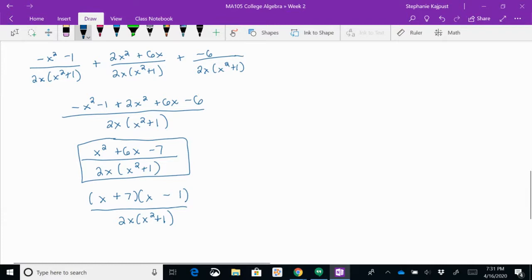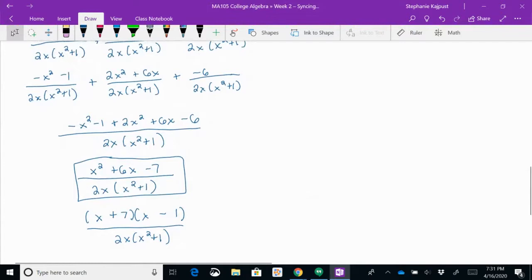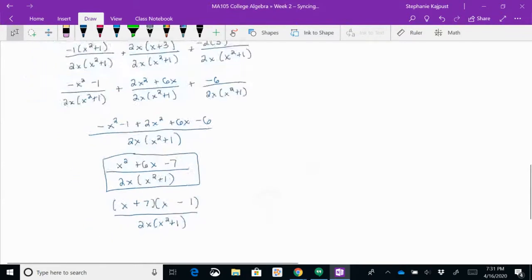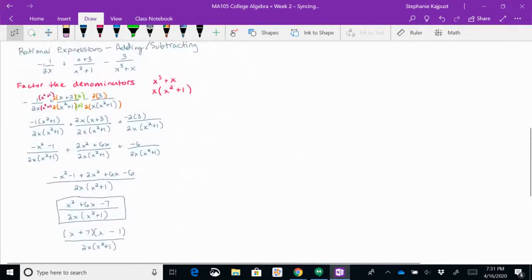So are there any questions on any of the steps here? Usually these are longer step problems to add and subtract. They take a while. They definitely take several steps.